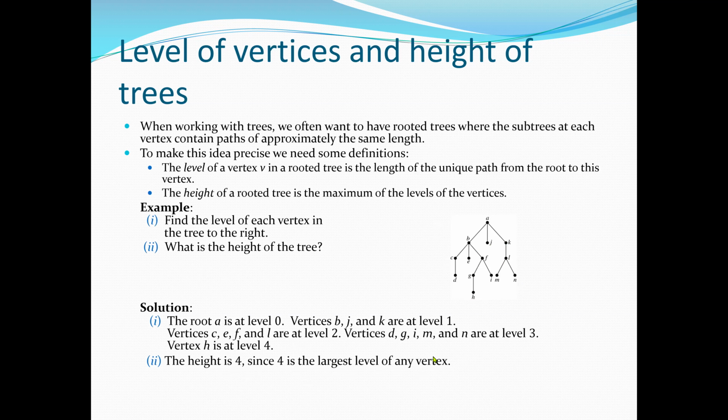Now in some textbooks, they will tell us that the height is 1 plus the level, especially in computer science data structures. We say the height is the number of levels plus 1. Right here again, the height is the largest level of any vertex. So since the highest level is that of H, the level of H will be the height. In this case, H is 4, so the height will be 4.